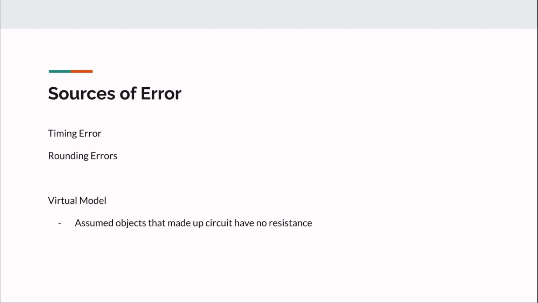For some sources of error, there could have been a timing error. I could have hit the stopwatch too early or too late for some of the trials, and there could have been rounding errors. And also in the virtual model, we assumed that the objects that made up the circuit had no resistance, and we know that isn't true in real life, so that could have contributed to the error as well.